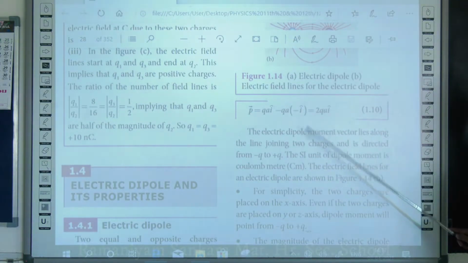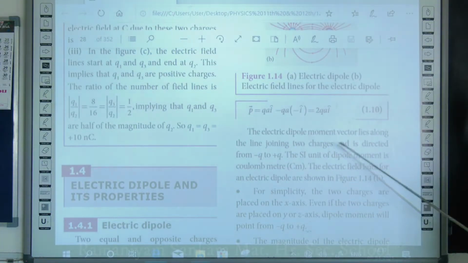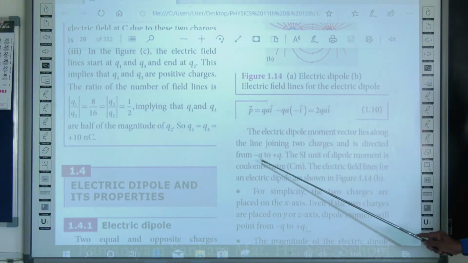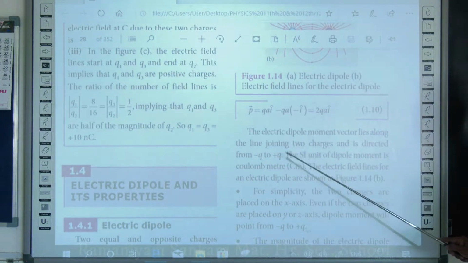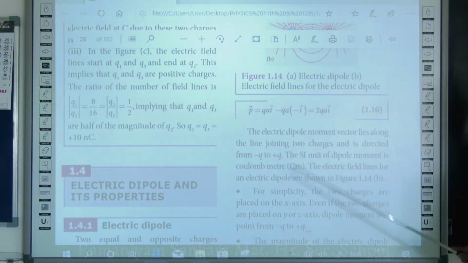Now we can give it in statement form. The electric dipole moment vector lies along the line joining the two charges and is directed, always remember, from minus q to plus q, not from plus q to minus q. Remember, from the negative charge to the positive charge. Then the unit, how to find it? The formula is 2q into a. q is the charge, so coulomb. a is the distance, so meter.